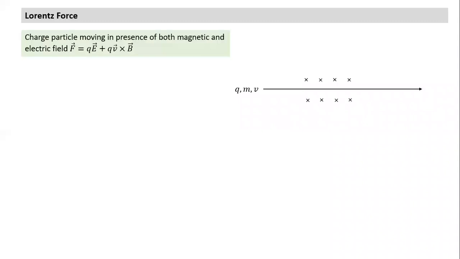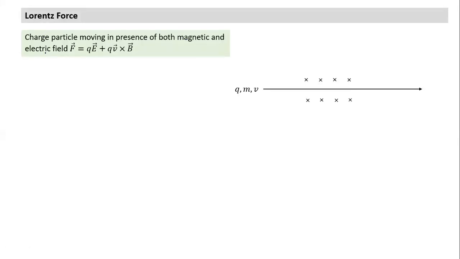Okay, I think this part. So far, what have we dealt with? We have dealt with, even in the case of the cyclotron, either a charged particle moving in the presence of a magnetic field or in an electric field, not together. What is the Lorentz force? The Lorentz force is the force acting on a moving charged particle in the presence of both magnetic and electric fields.